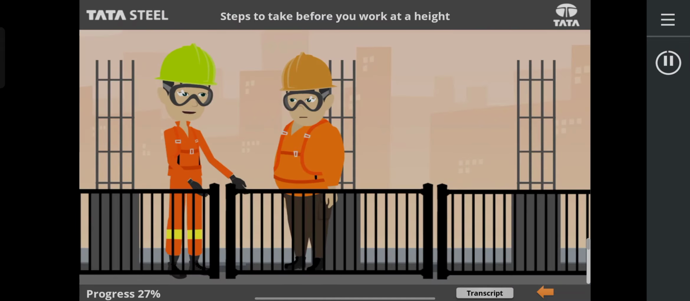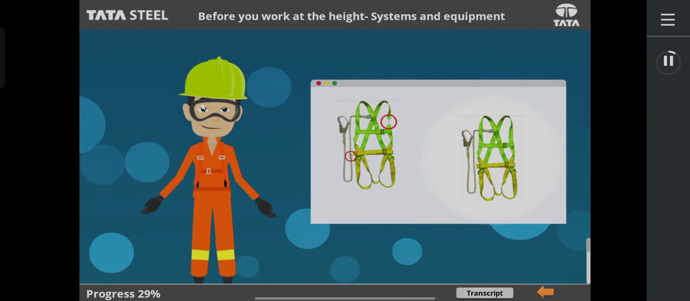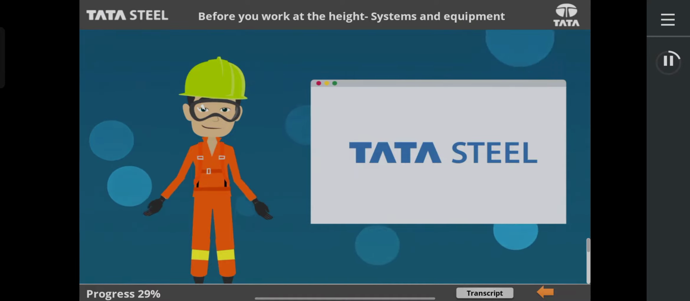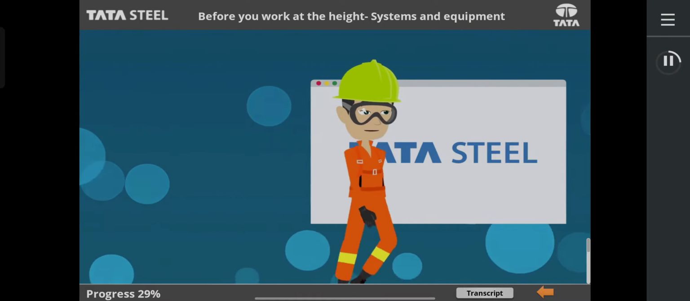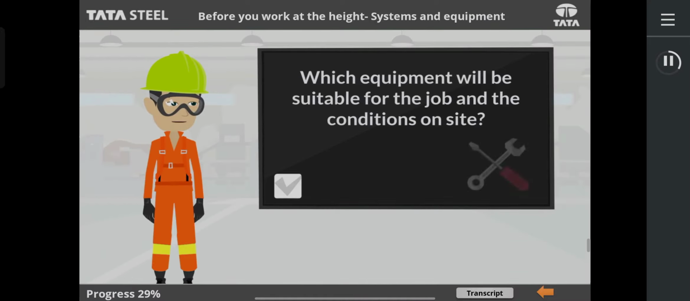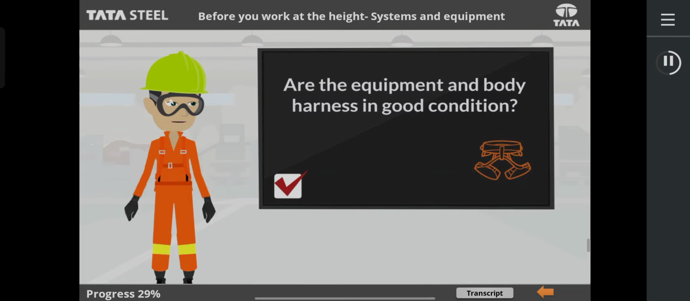First, let us look at the checks for the equipment. The equipment and systems should be suitable for the job and should be in good condition. You need to check the following about the equipment and systems. Decide what particular equipment will be suitable for the job and the conditions on site. Check if the equipment and body harness are in good condition.